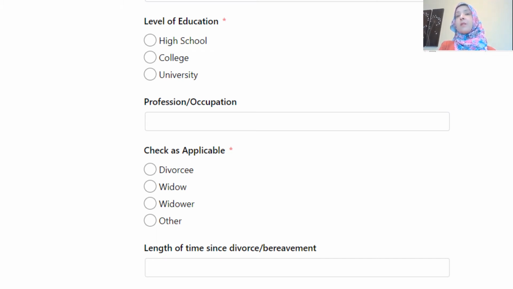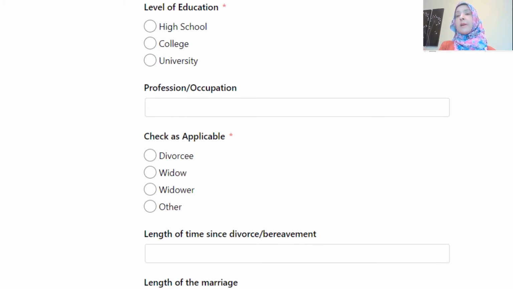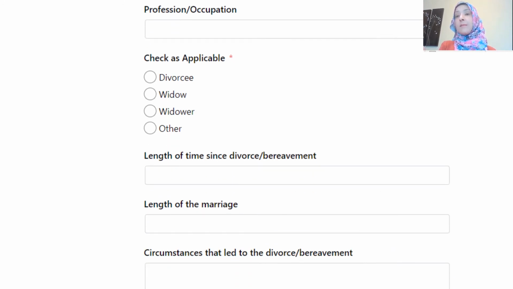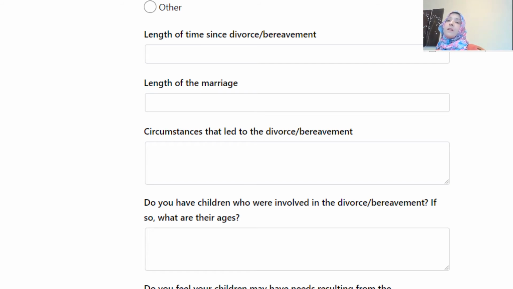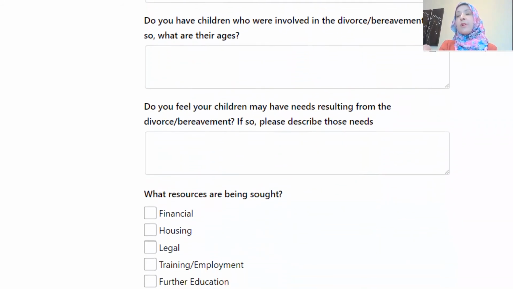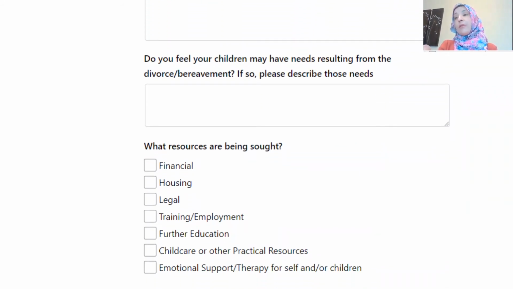Then again, we ask them to check which situation applies to them. And we ask them a few details about the length of time since the divorce or bereavement, the length of the marriage, and a little bit about circumstances. So these questions are really to give us some insight into whether there may be some trauma that they had experienced, and again, in terms of possible resources that we could offer. So we are asking these questions not to pry, but really to be able to focus what we can offer when we eventually meet with the applicant.